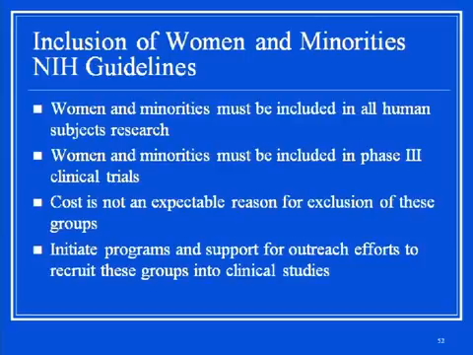These are the guidelines by the National Institutes of Health, one of the leading funders of medical research, that women and ethnic minorities need to be included in all human subjects research, that they also must be included in phase 3 clinical trials, that cost is not an acceptable reason for the exclusion of these groups. A lot of times investigators would argue that they're hard to reach groups, or that it would increase the costs beyond that of which they were granted based on the grant they received, and that no longer is an explanation for why you can exclude these populations, and that they're also to initiate programs and support for outreach to recruit these groups into clinical studies.